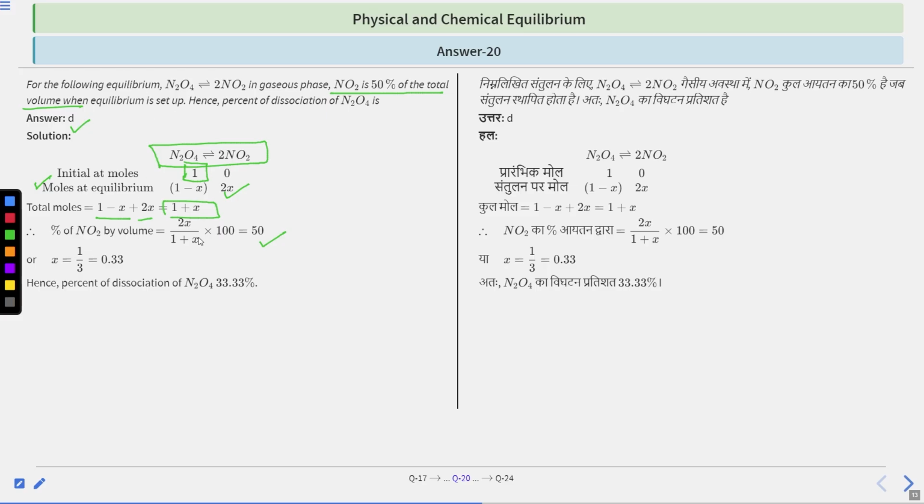So the percent of NO2 by volume is given as 50. On calculating, it is the moles of NO2 at equilibrium divided by total moles into 100 for percentage, and it is equal to 50. On solving this, we have x value equal to 0.33. And hence the percent of dissociation of N2O4 will be 33.33%. This is the final answer, and thus option D is the correct answer for this question.